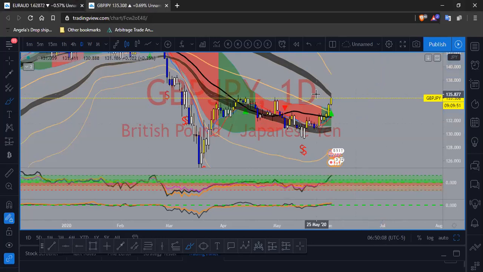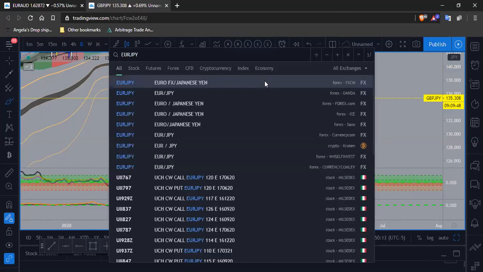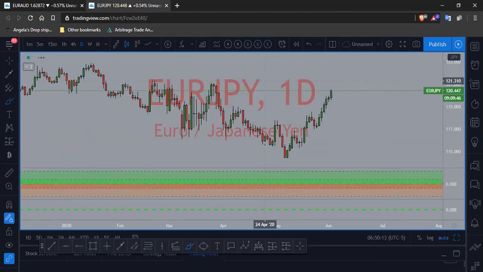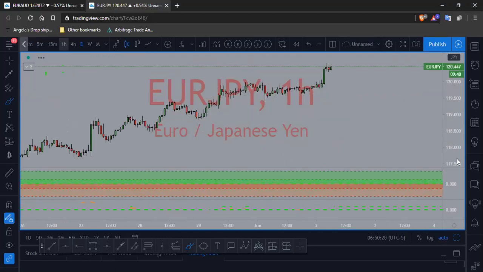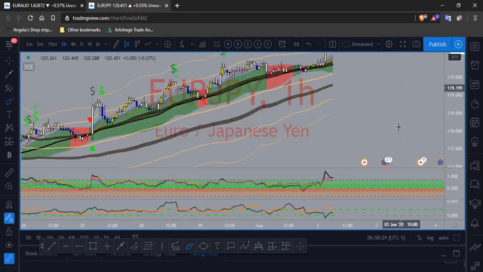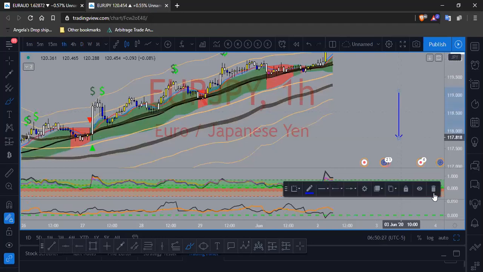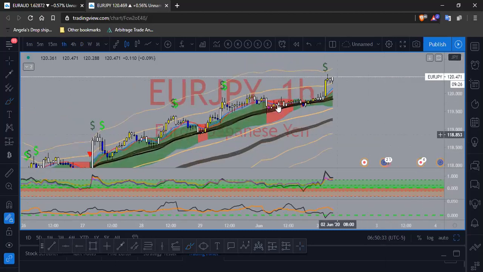Let's go to Euro JPY. Probably looks exactly the same as GJ. Yep. Went bullish. Still going bullish. Don't want to trade it. A lot of these pairs, when they want to go one way, they're really going one way. Especially with the Japanese yen pairs, they're just going bullish. I wouldn't even try to sell any Japanese yen pairs right now.